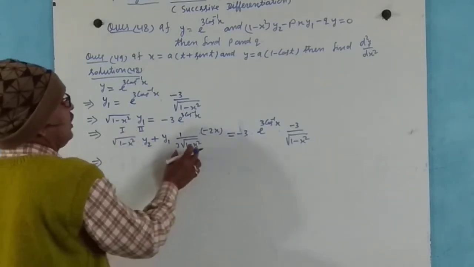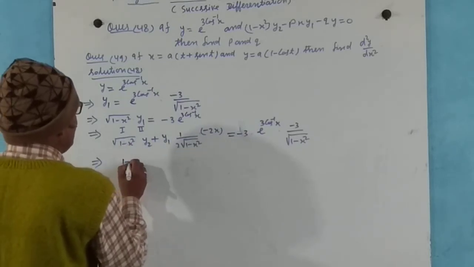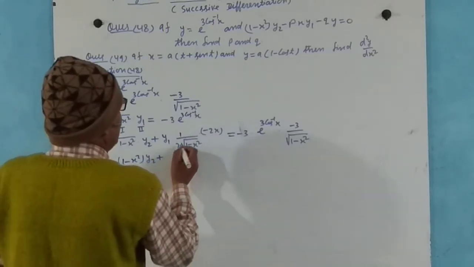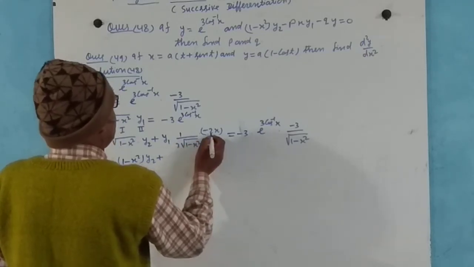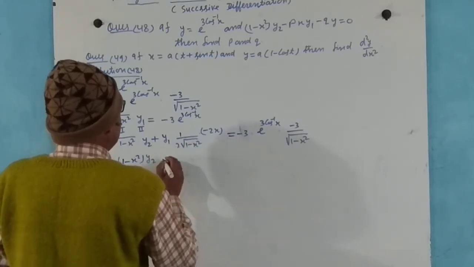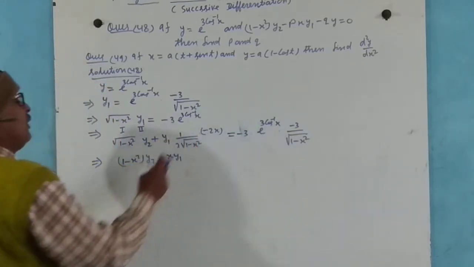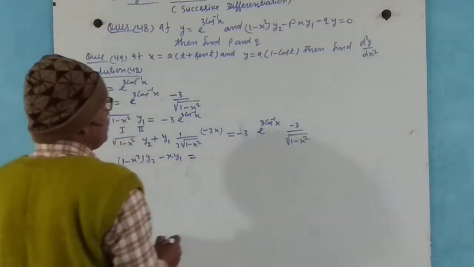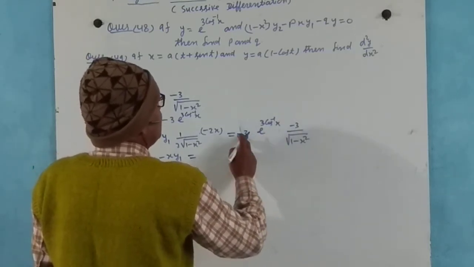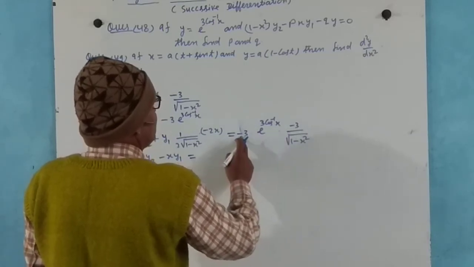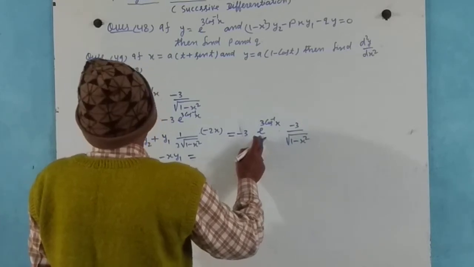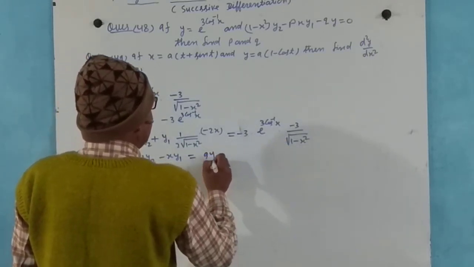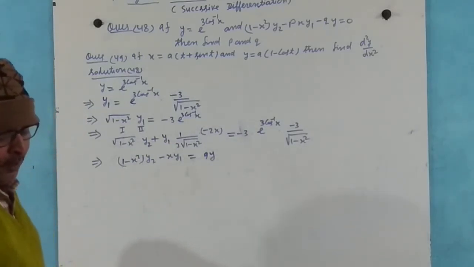This removes, so that this becomes 1 minus x square y2 plus, this 2 and 2 cancel, x y1 with negative sign, 2 and 2 cancel, this is equal to 3 3s are 9, and minus minus plus, this removes, and e to the power 3 cos inverse x is equal to y, so that this is equal to 9y.